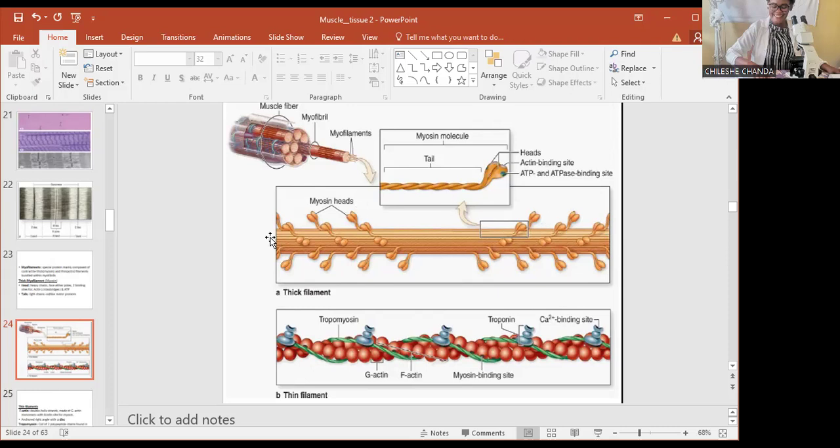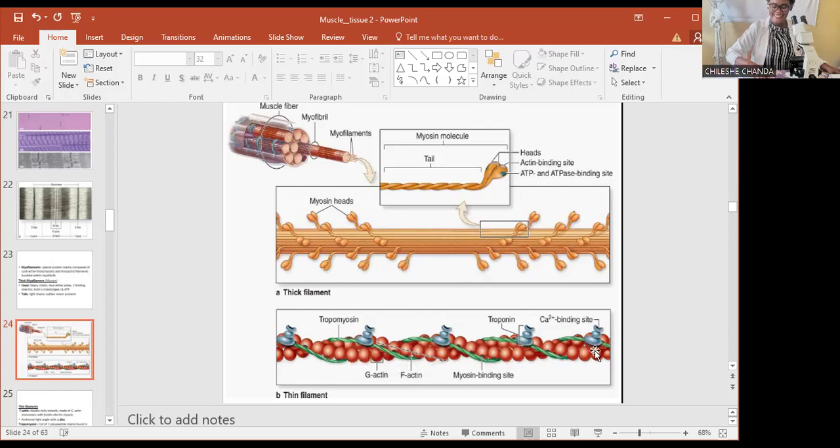We have myosin, which are the thick filaments. This myosin is made up of a lot of myosin molecules banded together to form thick filaments. One myosin molecule has heads and tails. On the heads, we have a spot where there will be a binding site for actin. We said that the thin filaments are made up of a protein known as actin.